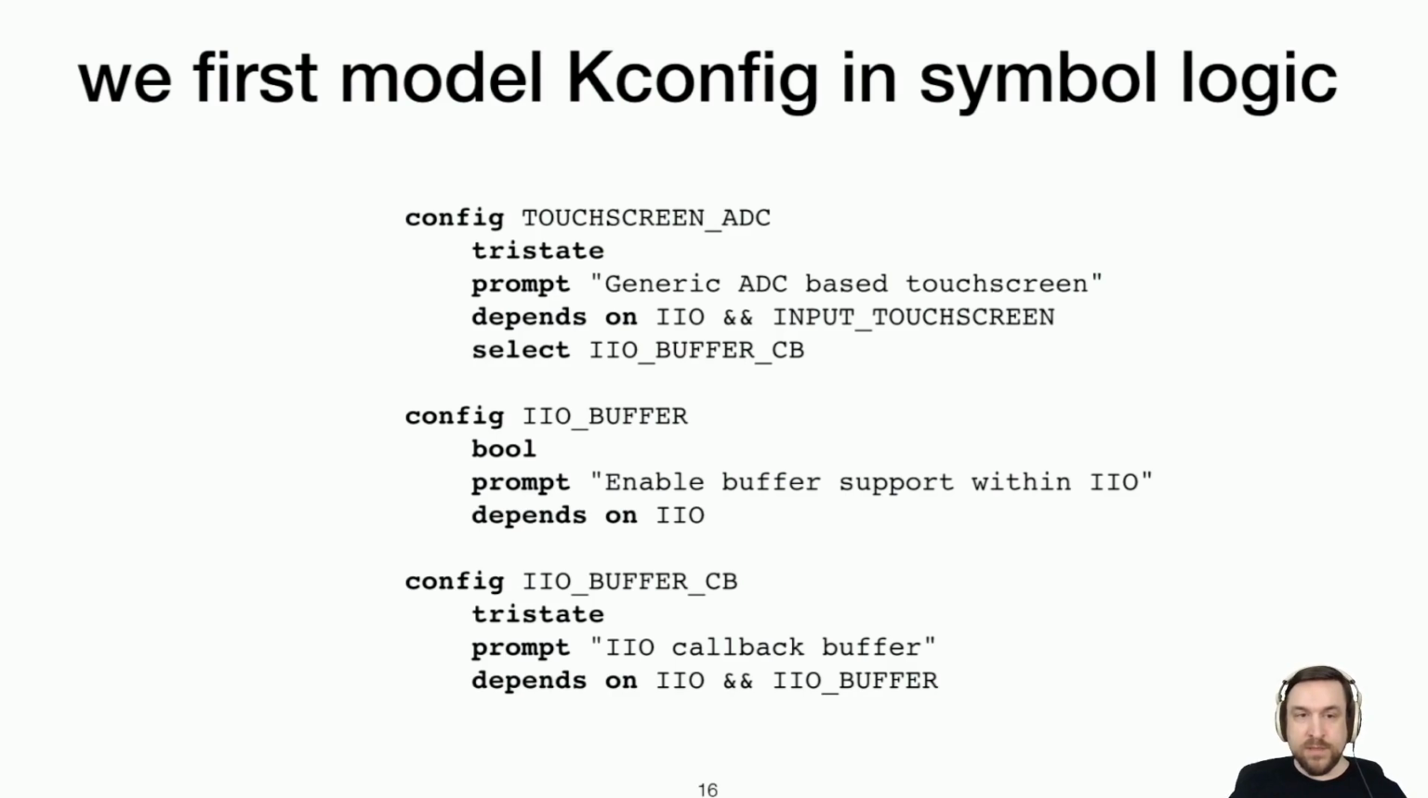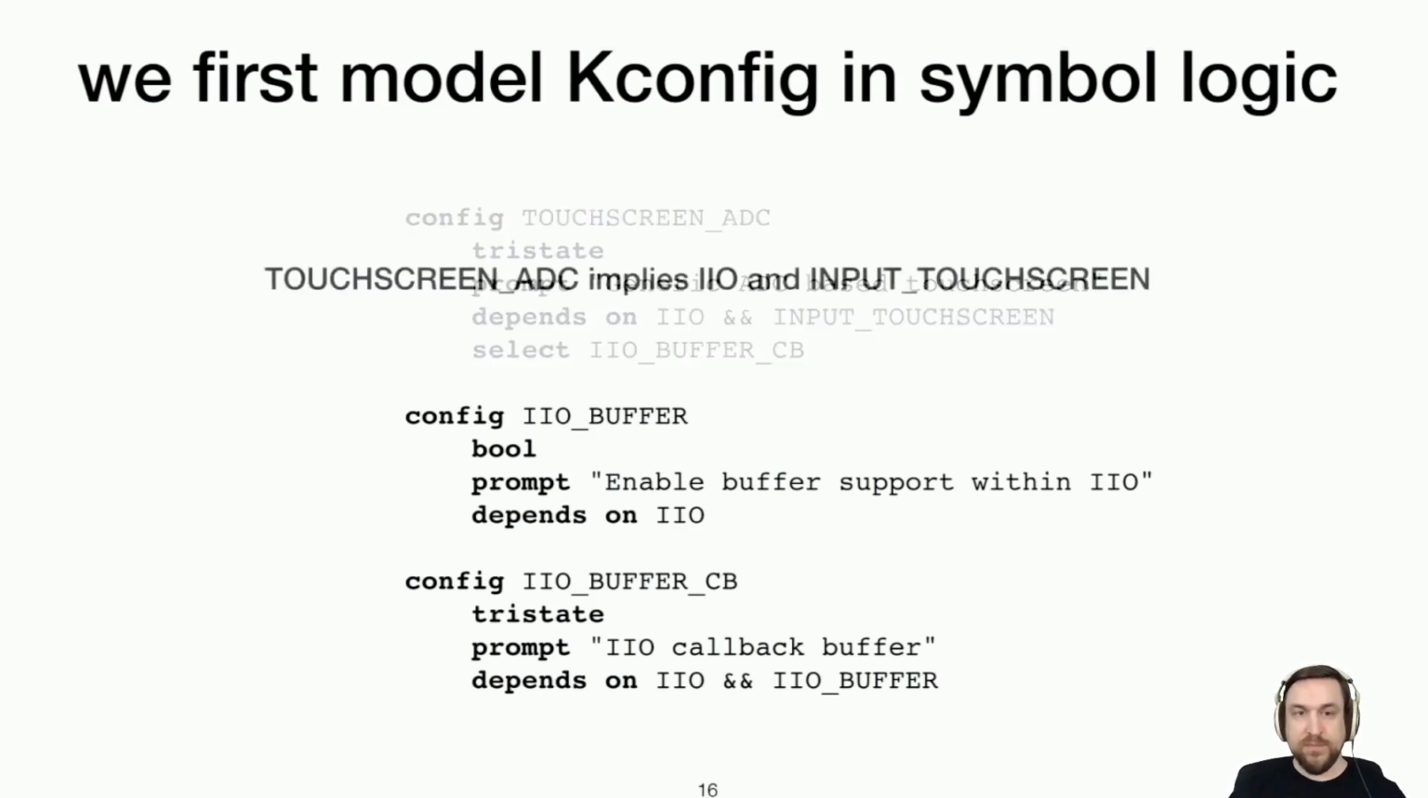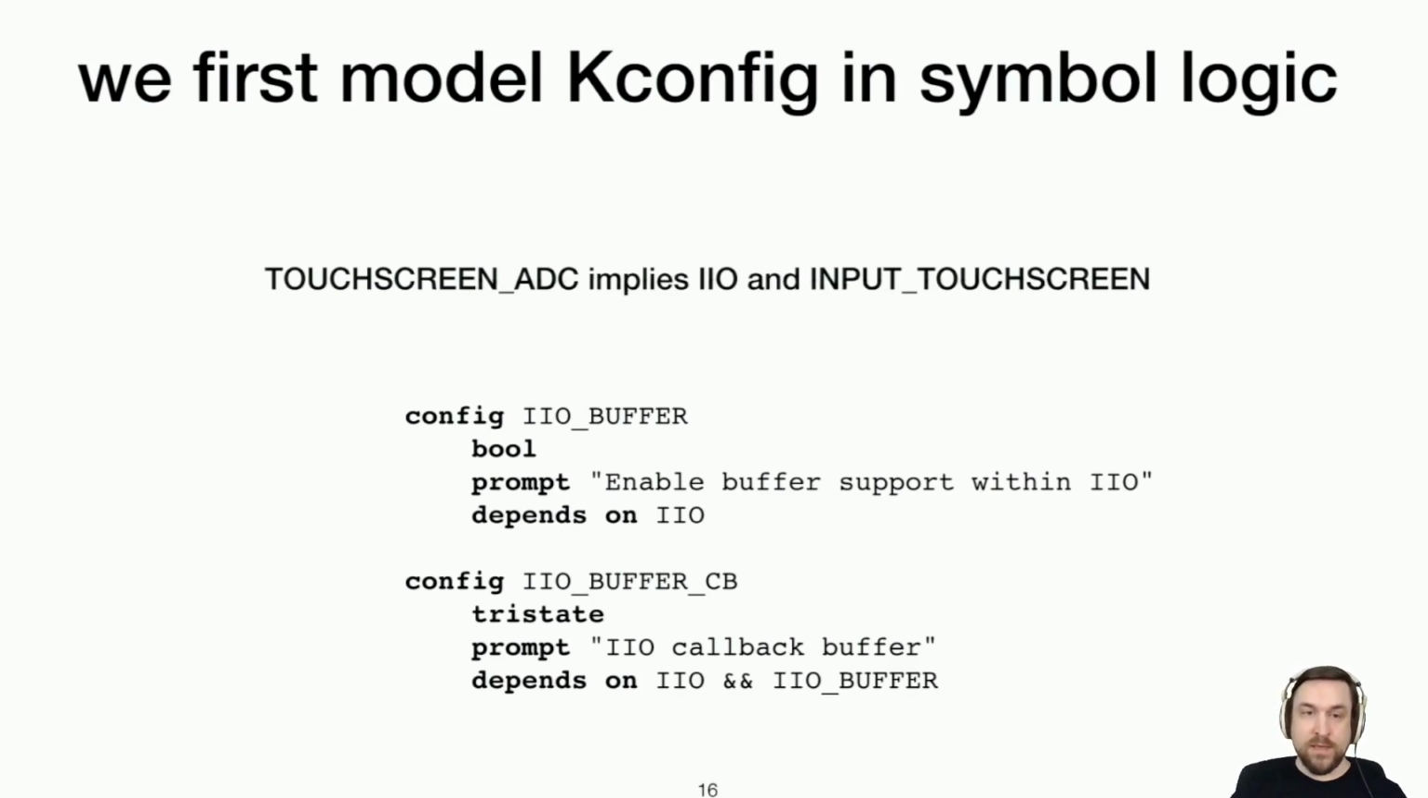And the way we do this is we turn, for instance, the dependencies that touchscreen ADC has on other options into its equivalent Boolean formula. In this case, touchscreen ADC can only be enabled if its direct dependencies, IIO and input touchscreen, are also turned on. So we model that in logic by saying that, well, if touchscreen ADC is turned on, that implies that IIO and input touchscreen must have also been turned on.